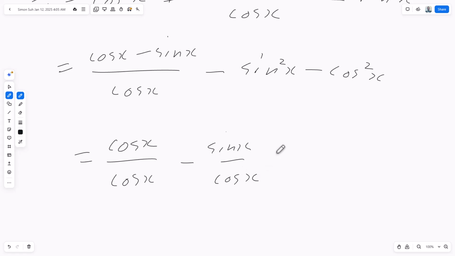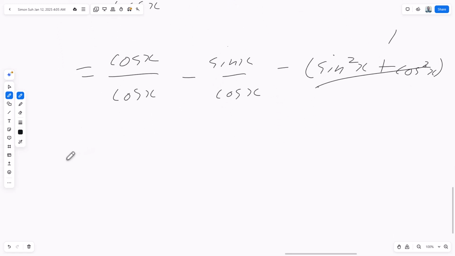Following that, on the right-hand side, we will have minus, taking a minus sign out, sine squared x plus cosine squared x. As we know, we have a Pythagorean identity here where sine squared x plus cosine squared x is equal to 1. That's the Pythagorean unit circle identity. Then we also have cosine x over cosine x, which is 1. So we have 1 minus sine x over cosine x minus 1.